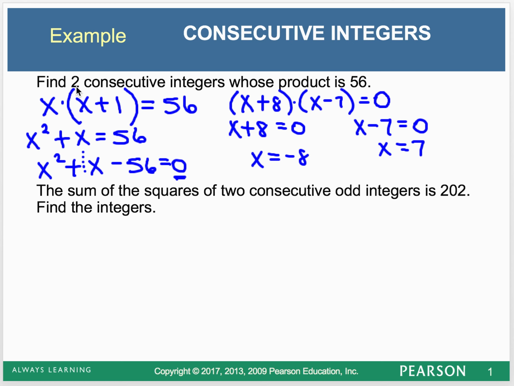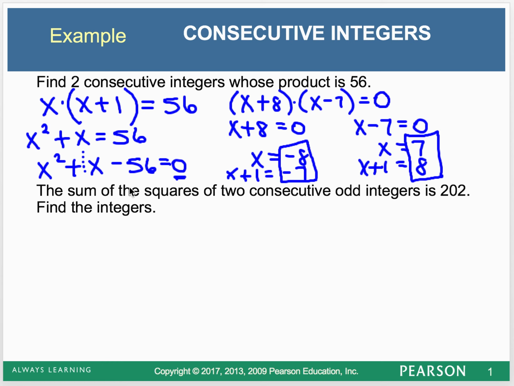Make sure to answer the question. I'm looking for two consecutive integers. My consecutive integers are x and x plus 1. So if x is 7, that means x plus 1 is 8. So there's one pair of consecutive numbers. Likewise, if x is negative 8, x plus 1 is negative 7. So here's my other pair of consecutive integers that multiply and give 56.